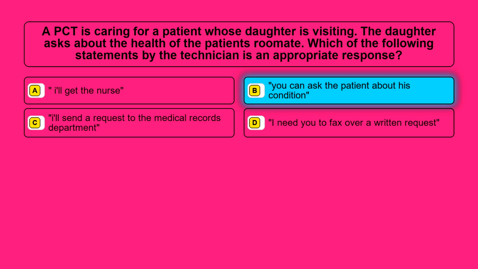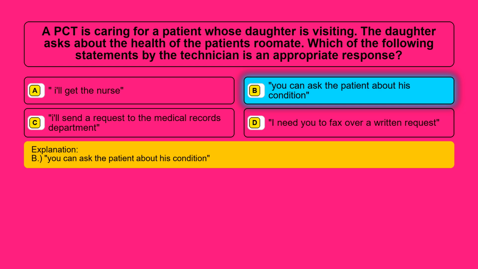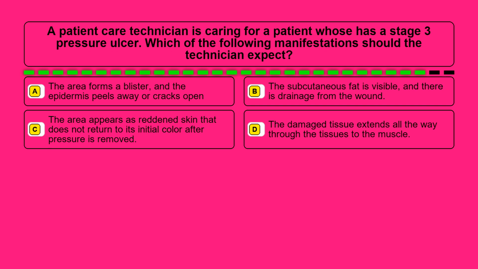The correct answer is option B, you can ask the patient about his condition. Question 70. A patient care technician is caring for a patient who has a stage 3 pressure ulcer. Which of the following manifestations should the technician expect?